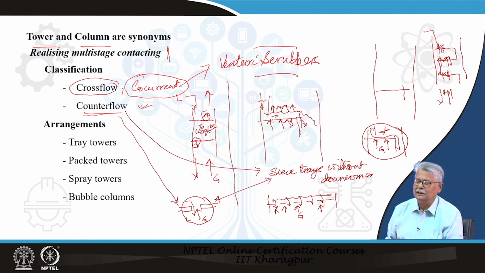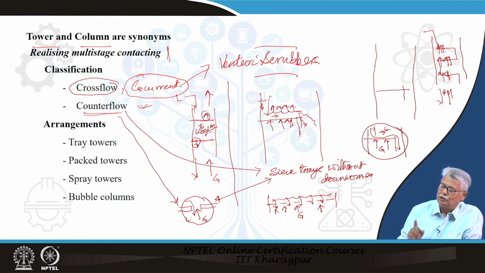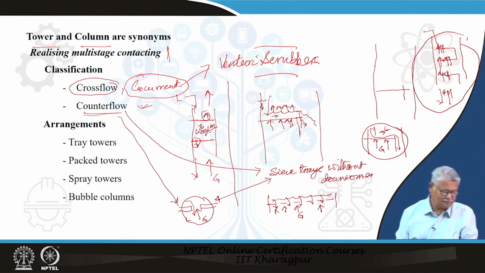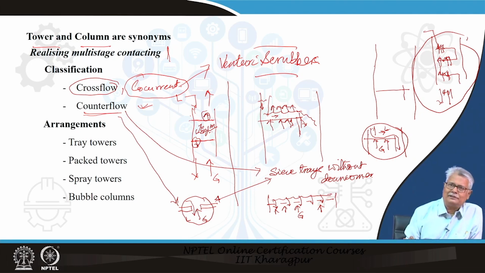So, what you find here in the tray tower, though you have cross flow in individual trays, the overall tray tower offers a counter current arrangement. Now, we look at what are the other tray arrangements possible. So, we have some idea about the tray towers now.